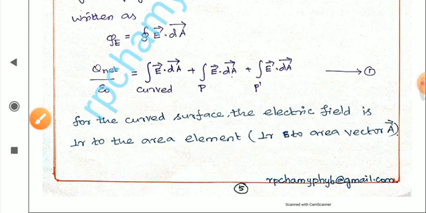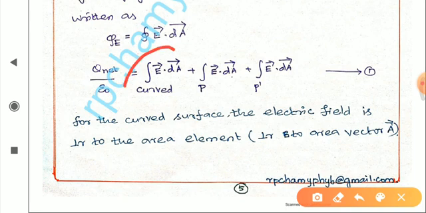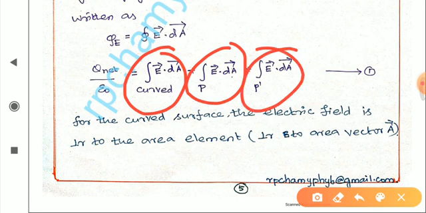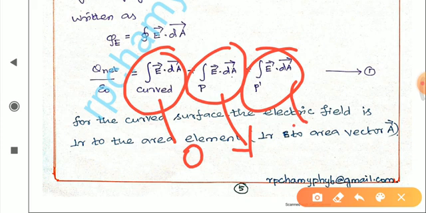The total flux is equal to q net by epsilon naught, which is equal to the integral of E dot dA over the curved part, plus the integral of E dot dA at the right hand side, plus E dot dA at the left hand side. Just now we have discussed that at the curved part the flux value is equal to 0. What about the right hand side? Flux value will be there. Left hand side flux will be there.